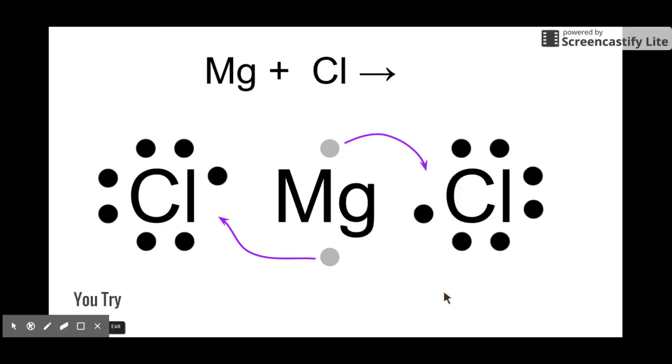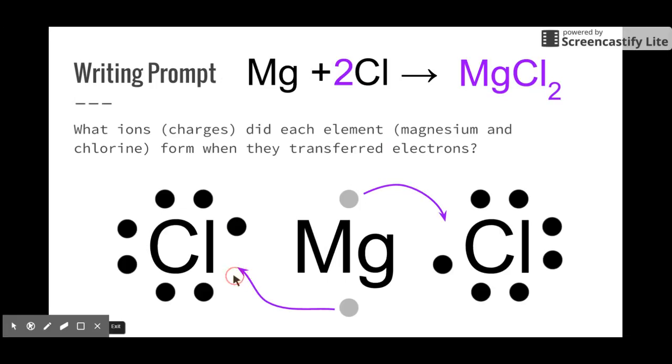So in this example, we can't survive with just one magnesium and one chlorine. We actually need 2 chlorines. And when those come together, they form this compound, MgCl2. So Mg and 2 Cls combine to form a compound. Now, think about what the total charge of this is, right? So that's my next question. What ions or charges did each element form when they transferred their electrons?